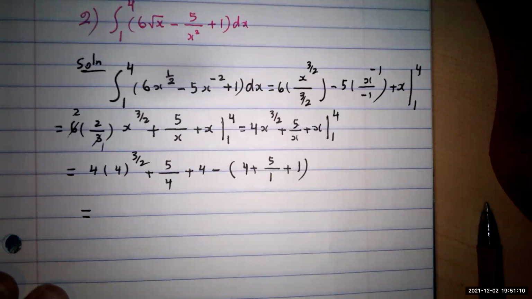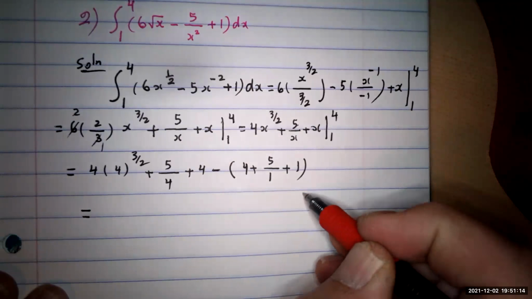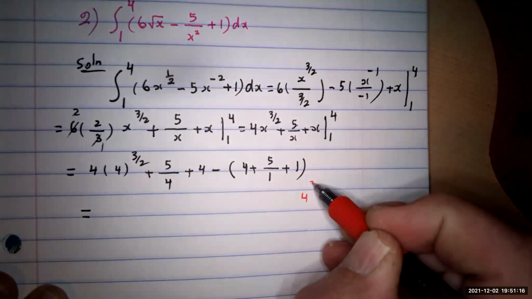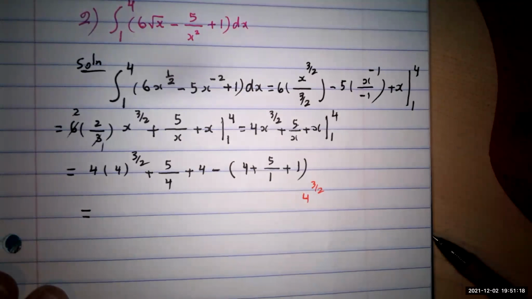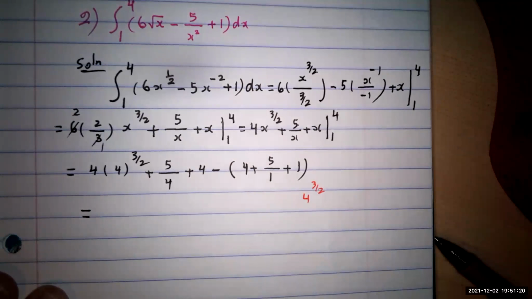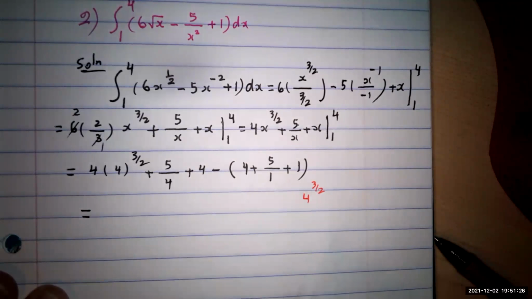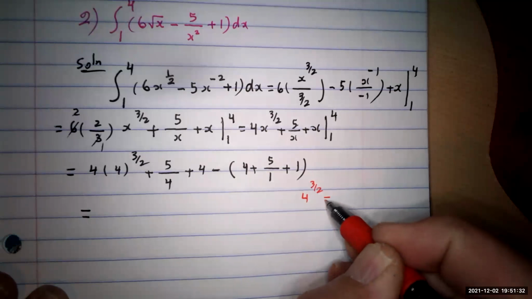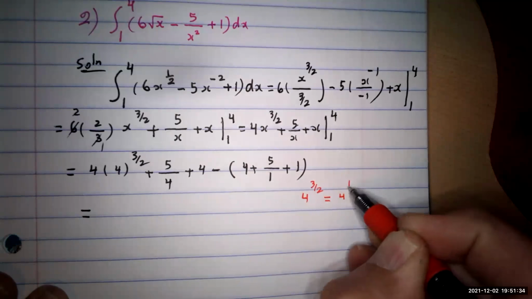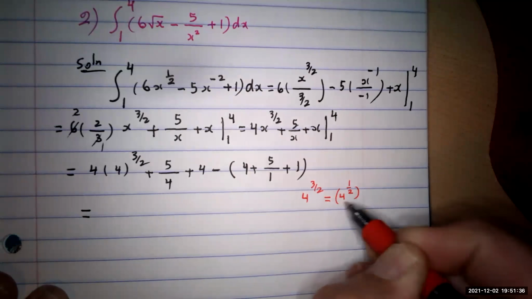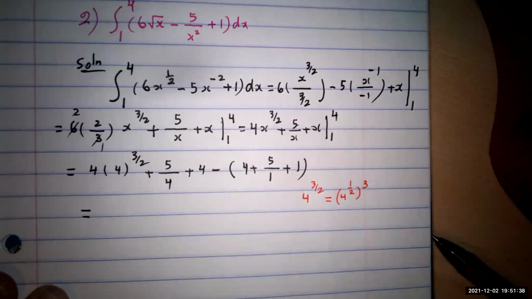There are different ways to find it. You can use your calculator if you like. But you see, this is how we think about it. 4 to the 3 half. There are 2 ways to do it. You can raise 4 to the 1 half first, then cube it, or you can cube it and then take the square root. The easiest way is to think about the 4 to the 1 half first, then cube it.